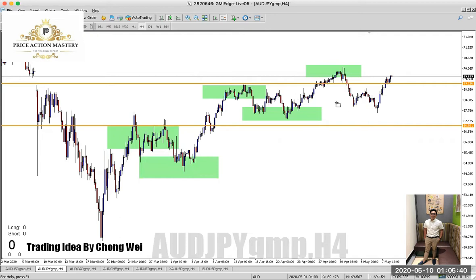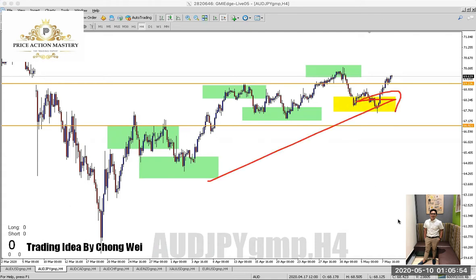I'll be looking at this so-called higher low. Why? Because this area is higher than this area, so we know it as a higher low. Overall the market is still in an uptrend, so we just follow the trend.